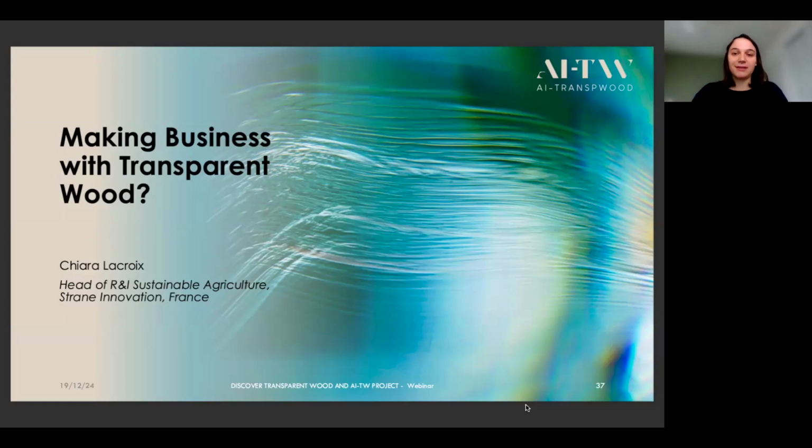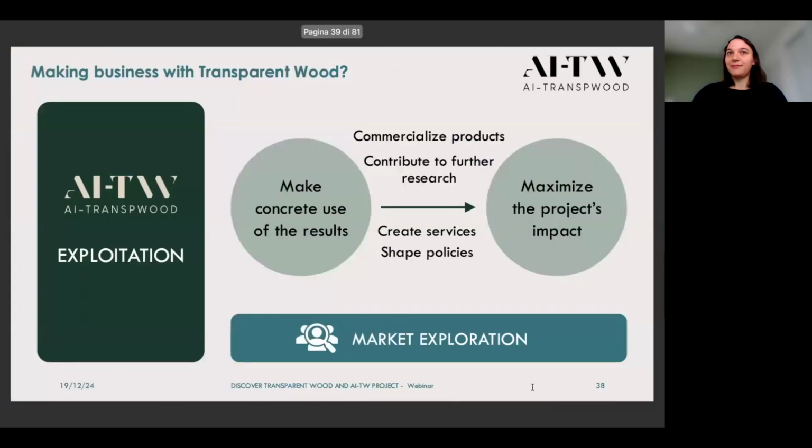Can we make business with transparent wood? That's an important question we ask ourselves in the exploitation part of the project. The objective is to make concrete use of the results. So it can be, for example, through the commercialization of products, by contributing to further research, by creating services, or even shaping policies. In any case, the aim is to maximize the project's impact. In the case of transparent wood, one key question is how can it be used in industrial settings and practical applications.